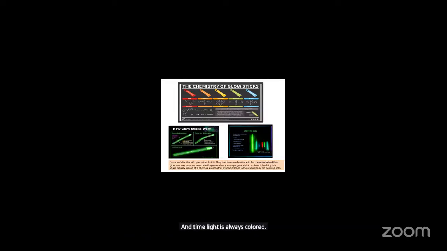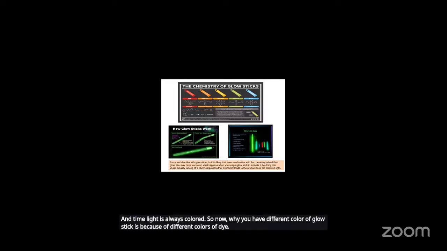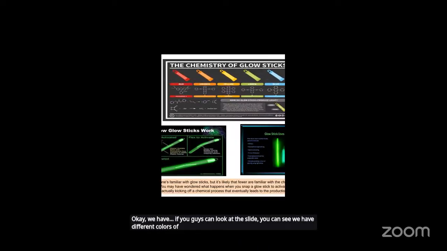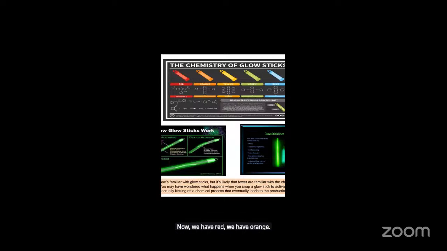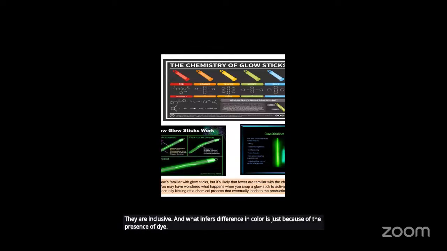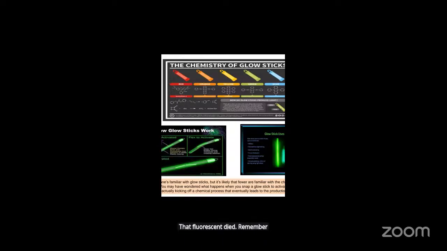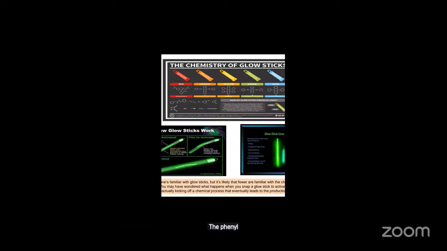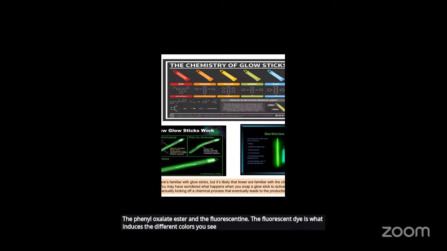Now, the reason you have different colors of glow stick is because of different colors of dye. If you look at the slide, you can see we have different colors of glow stick: red, orange, all the colors you can think about. What causes the difference in color is just the presence of that fluorescent dye. Remember, glow stick is made up of 3 components: the hydrogen peroxide, the phenyl oxalate ester, and the fluorescent dye. The fluorescent dye is what induces the different colors you see in glow sticks.